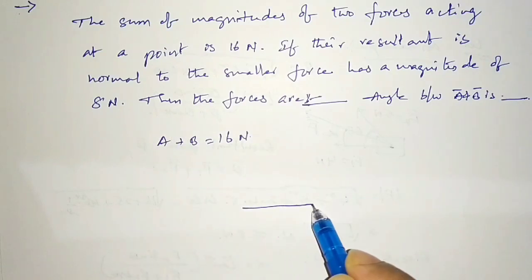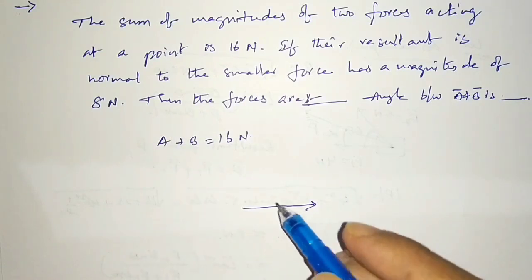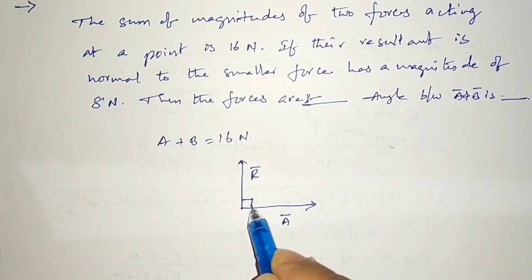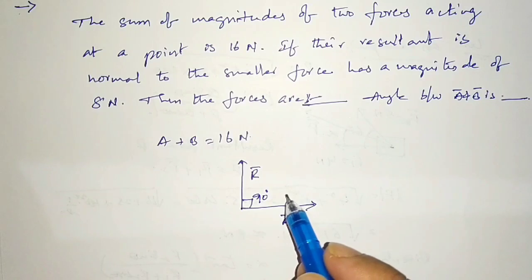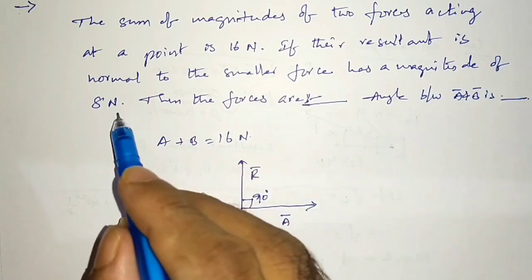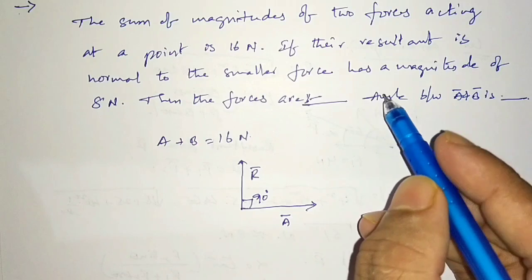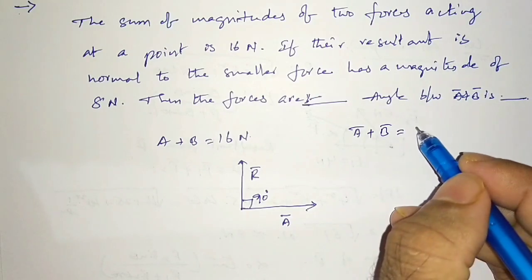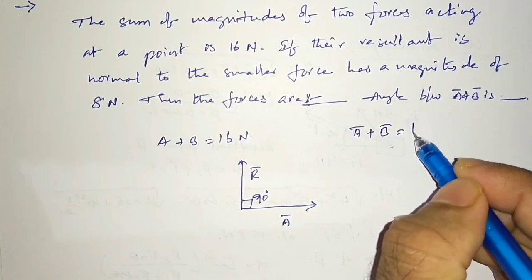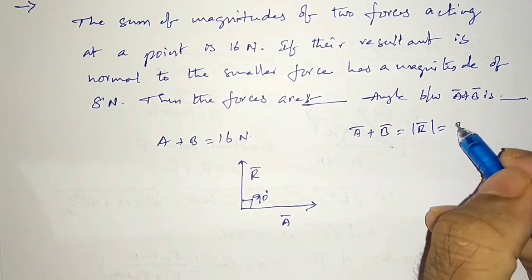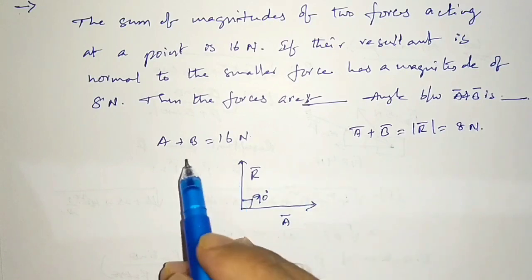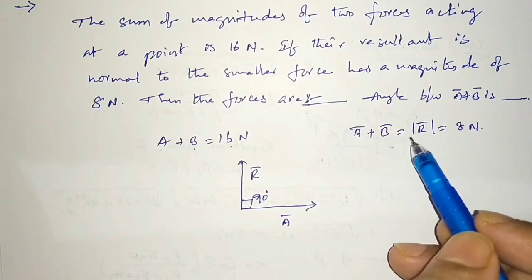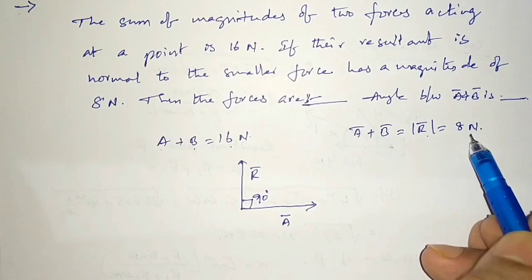So let me draw, this is a. This is the smaller force I have taken. Resultant vector r is normal to the smaller force, right, Nana? And has a magnitude 8 Newton. The resultant vector magnitude means vector a bar plus vector b bar magnitude. Okay, that is r magnitude is 8 Newton. See here, these are the magnitudes of the vectors. This is the magnitude of the resultant vector, right?